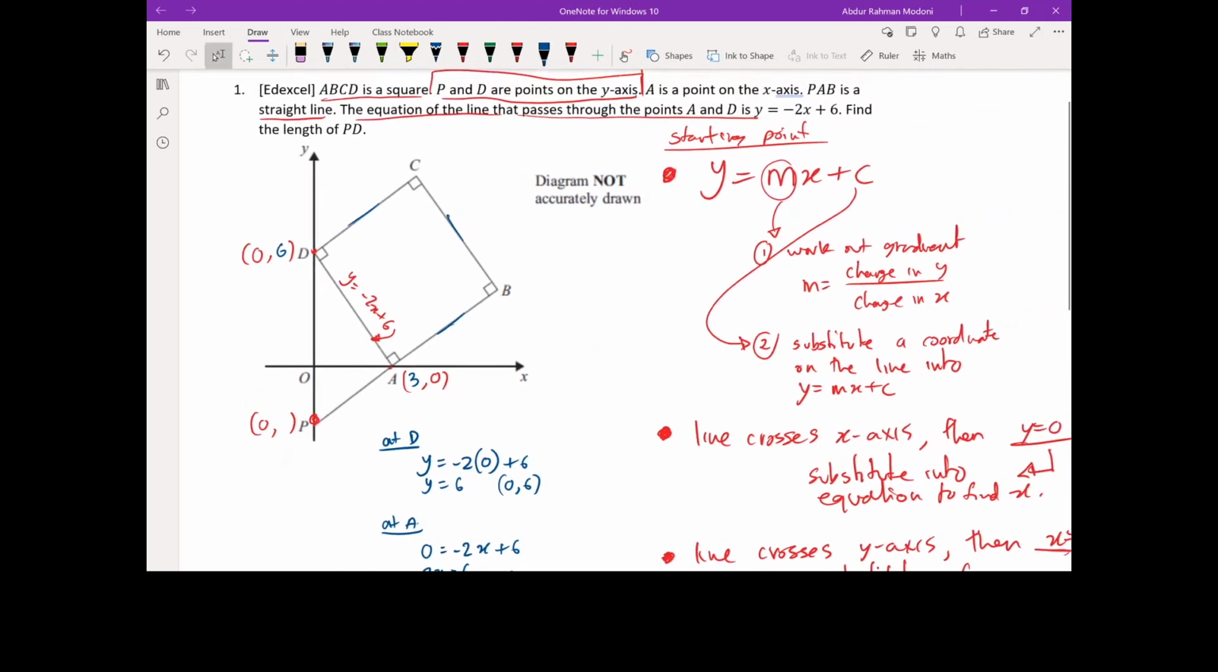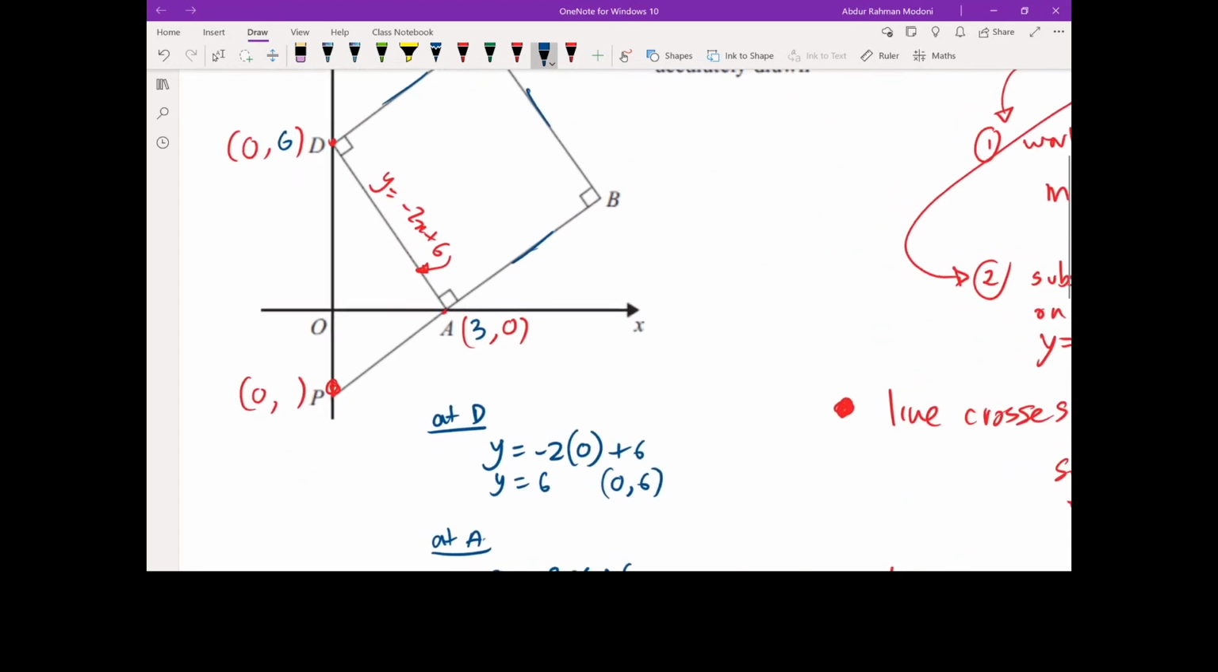Maybe we should read on a little bit to see what it's asking. Find the length of PD. It wants us to find the length of PD. Can you see where P and D are? So we need this point, don't we? Can you see it's partly missing? So in order to find this point, we need the equation of the line P to B. Yeah, we need the equation of the line P to B, which is also the same as the line A to B, isn't it? They're the same line.